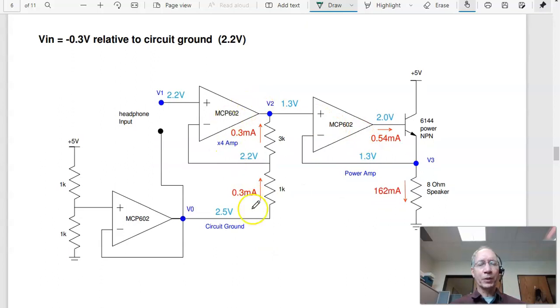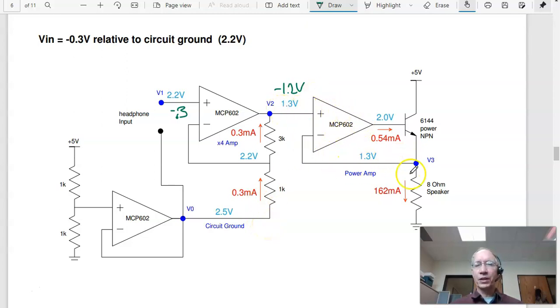And when you're 0.3 volts below circuit ground, so this is 2.5 minus 0.3, so minus 0.3 volts relative to circuit ground, this is also 2.2. Now I have 0.3 milliamps going up versus down in the first case. So this is also 0.3 milliamps. This is 0.9 volts less than 2.2, 1.3. And 1.3 volts is minus 1.2 volts relative to circuit ground. So 0.3 in times 4 gives you minus 1.2. That's a non-inverting amplifier centered at 2.5 volts.